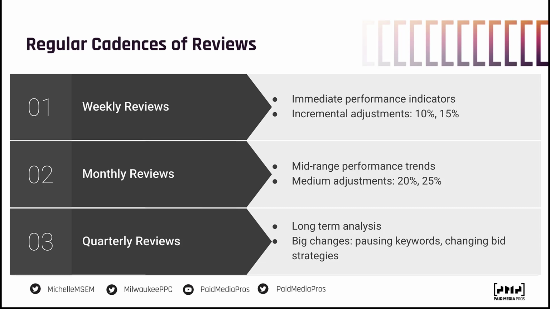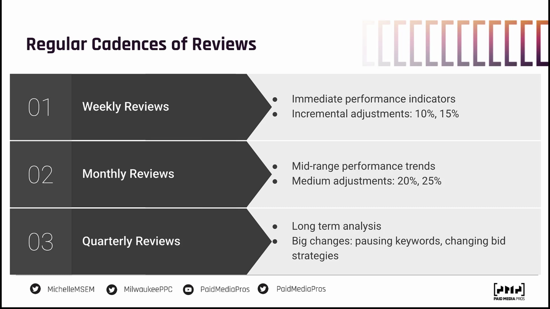Quarterly reviews are a little bit different. For most of our accounts, that's a pretty long time. There's going to be a lot of data that's associated with a single quarter. For this, we might not be making percentage changes, or if we do, they're probably going to be something of 30, 40, or 50% bid changes. But more often, we're looking at pausing keywords, changing bid strategies, making sure we've got all the right negatives and positive keywords in the account.